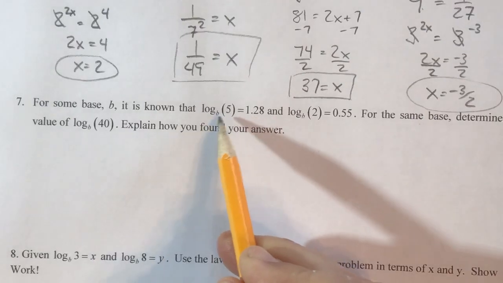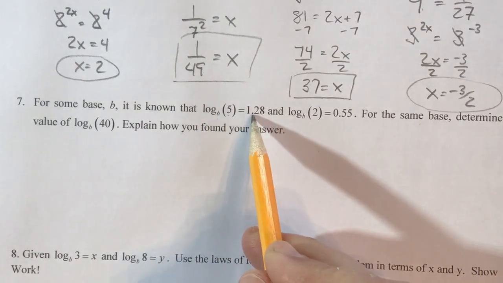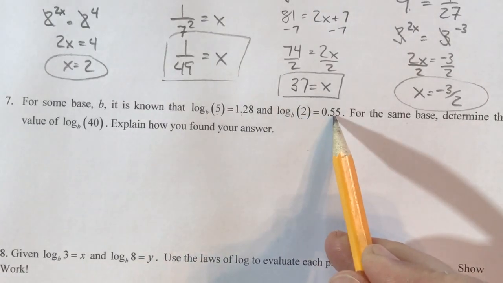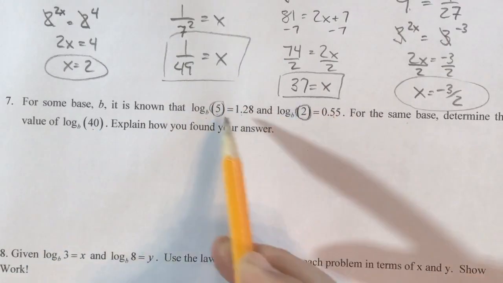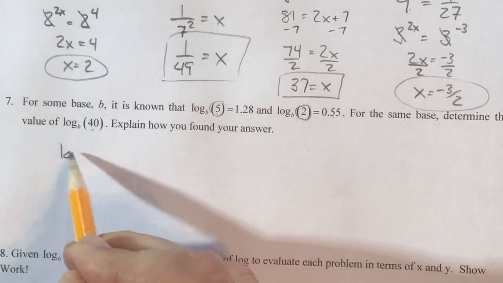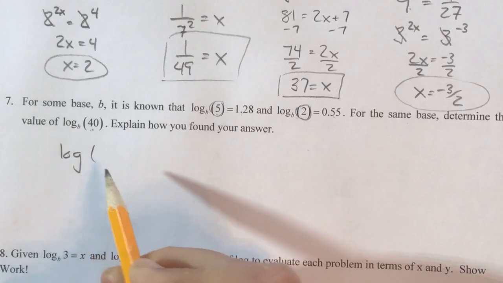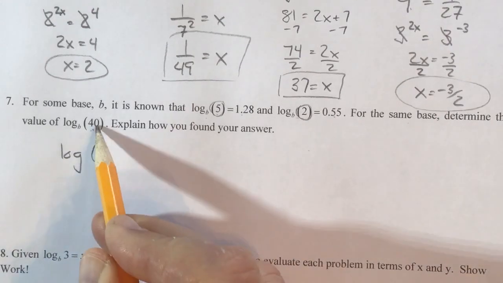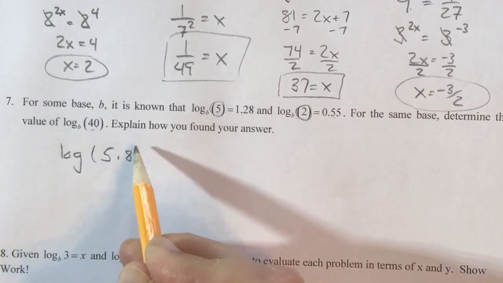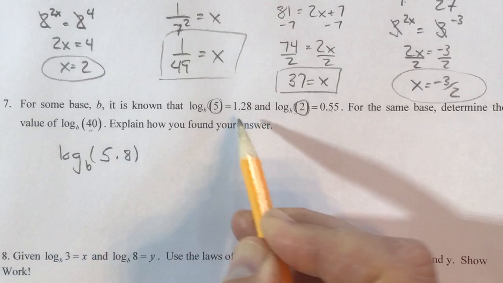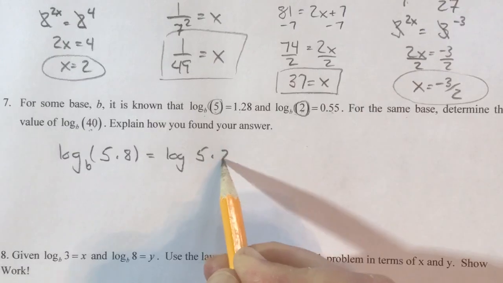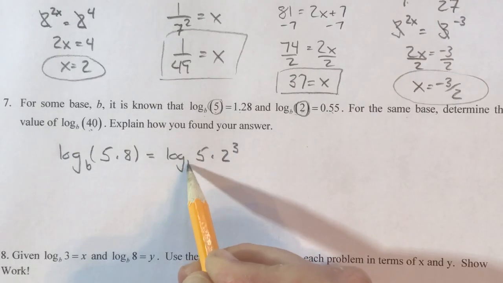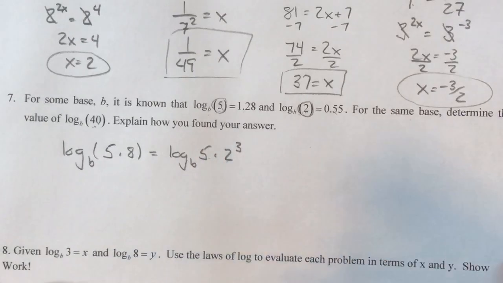All right. For some base, it is known that when you do 5, you get 1.28. When you do 2, you get 0.55. What would 40 be? So somehow you have to use the number 5 and the number 2. 5 and 2 have to go into 40. So think about this. How could you break 40 up? Isn't 40, 5 times 8? But isn't 8 a power of 2? So couldn't you say this is 5 times 2 to the 3rd power? So the trick is to just use 5 and 2. Break it down, you just use 5 and 2.